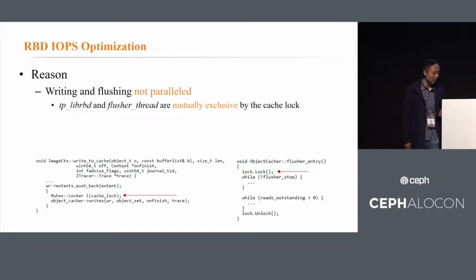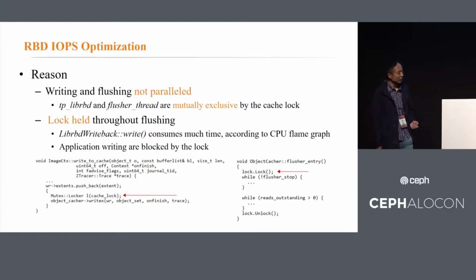The writer thread and the flusher thread are mutually exclusive because of the RBD cache lock. It's a big lock. As we can see in the code shown in the two figures at the bottom left, which show the work of the writer thread, before it does the cache write, it will grab the lock. And as the figure on the bottom right shows for the flusher thread, before it starts its job, it also grabs the same lock. So the two threads just cannot run in parallel.